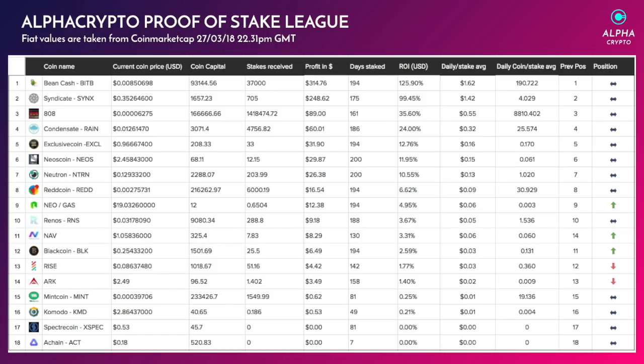If we go into the middle of the pack, we can see for some reason I've left a little up arrow on gas. That's a mistake, but that should be in the same position since last week. We have NAV climb up a few places. That was in 14th place and now it's in 11th place. Blackcoin has gone up one place, I believe, and Rise and Arc have dipped a little in their positions, but everything remains the same. So let's take a look at the overview.